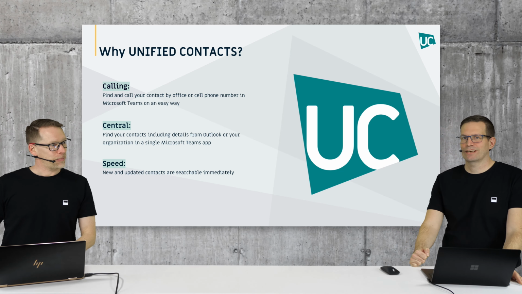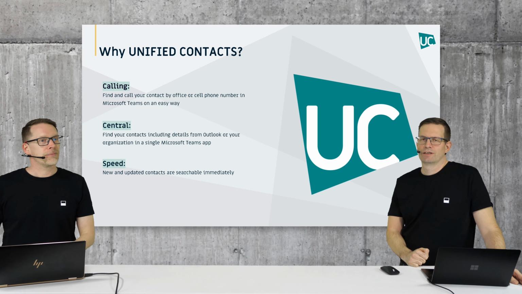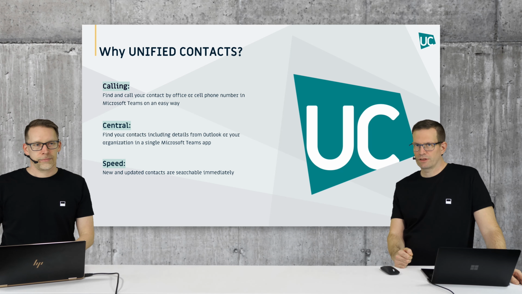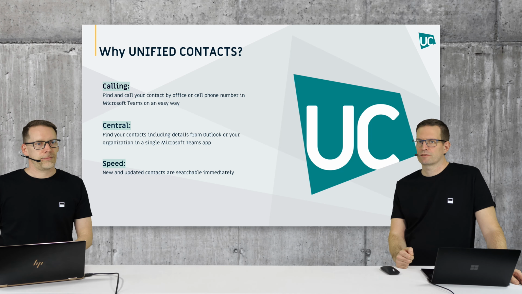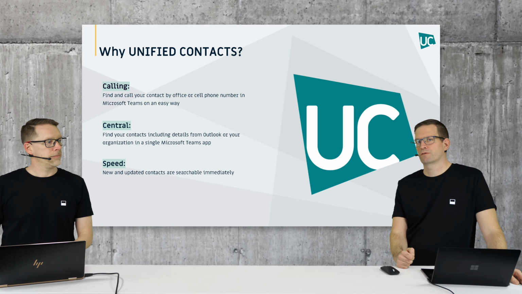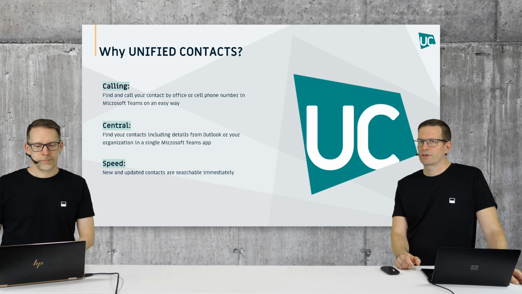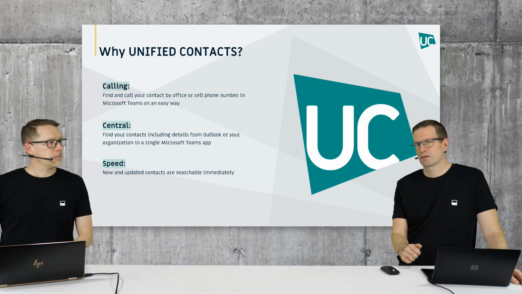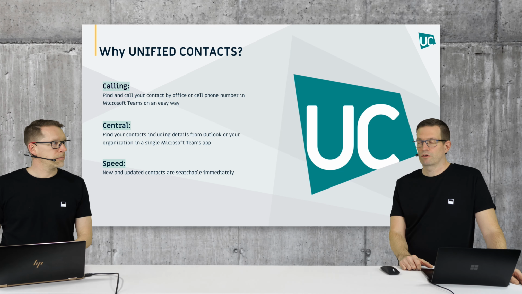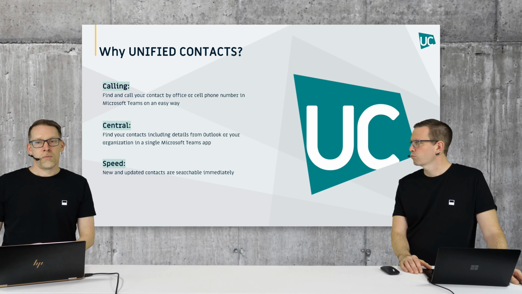So the Unified Contacts app you can use as a central unified app to search in different contact data sources. It's very good for the end user because Unified Contacts has the option to select between multiple phone numbers for a single contact. And another benefit is that when you change something or update a contact, it's immediately searchable and you find this change in the search result.